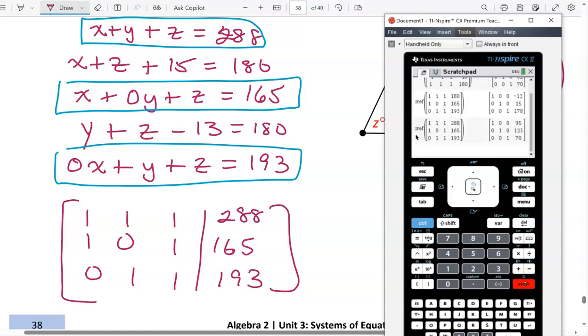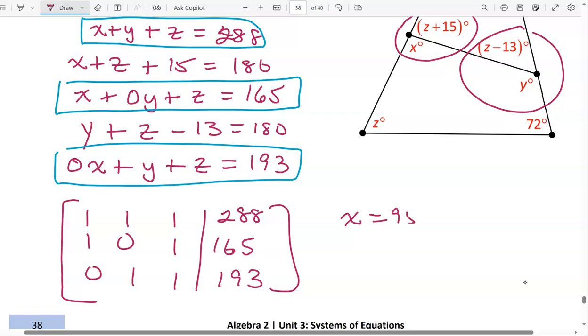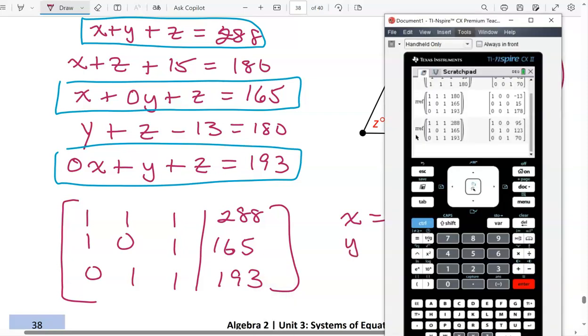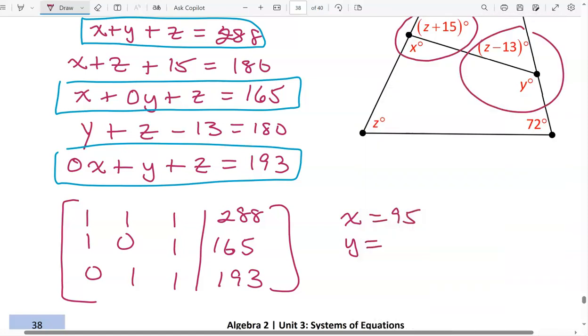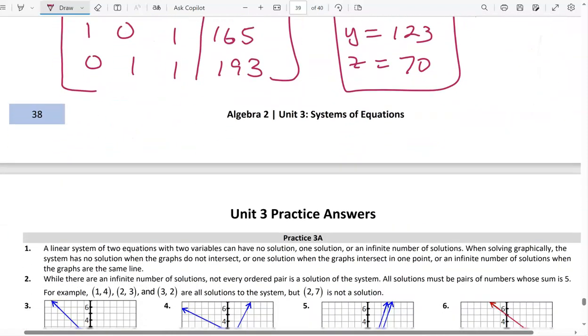And so our x value is 95, y is 123, and z is 70. So x is 95, y is 123, and z is, I think it was 70. And that's a wrap. I believe that's the last problem on the review.